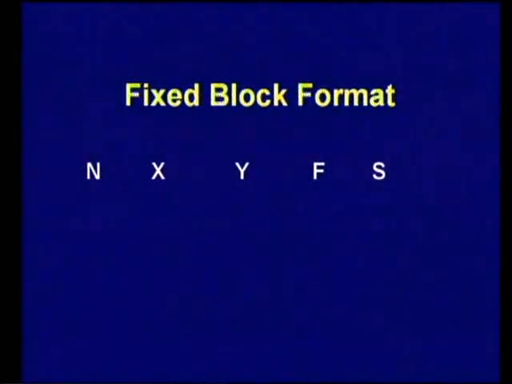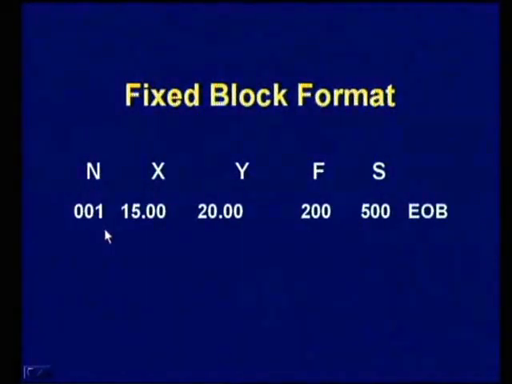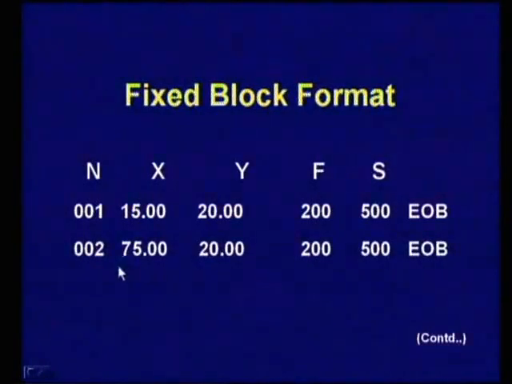First one is the fixed block format. In a fixed block format, the various things are block number, X, Y, F and S. The values are: block number 001, X value is 15.00, Y is 20.00, feed is 200, S is 500 and EOB denotes end of block. Next, block number 002, X is 75, Y is 20, F is 200, S is 500 and EOB.